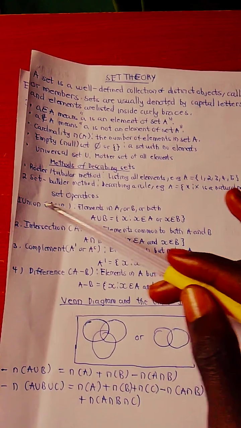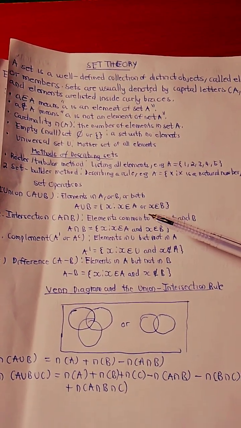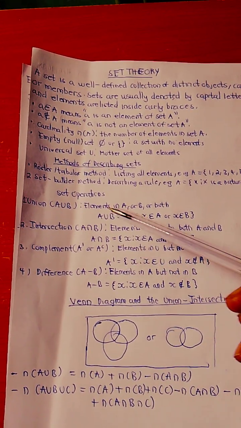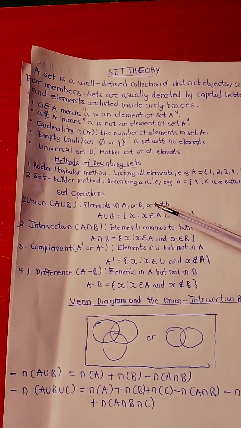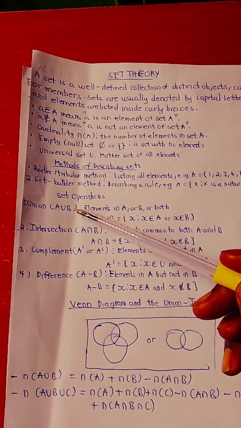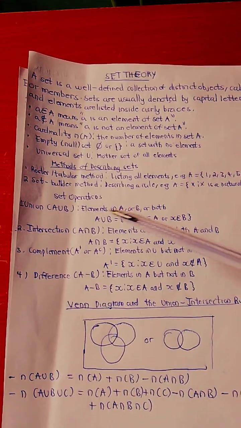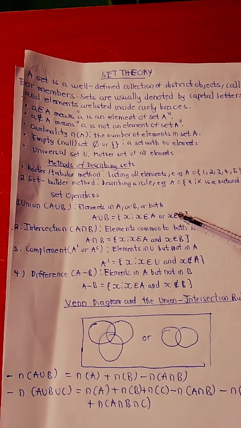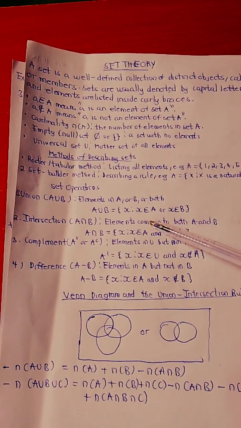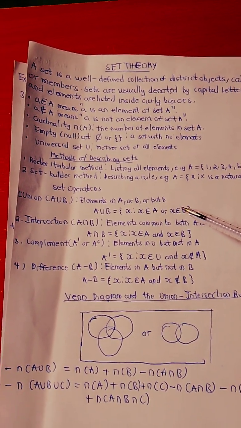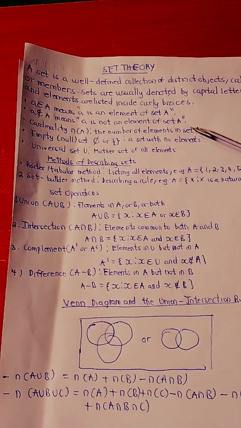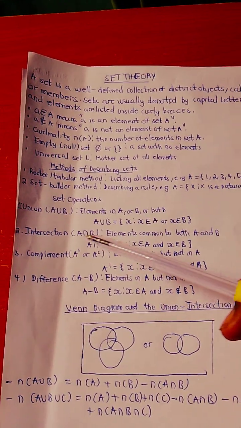Now we have the set operations, which you need to know. First of all, we have the union set operation, which says elements in A or elements in B or both. So union means a combination of the elements in A and the elements in B together, or both. This is how the notation looks like. It says x is an element of set A, or x is an element of set B. So you put them together, that will form your union rule. But for this particular case here, we have the intersection.